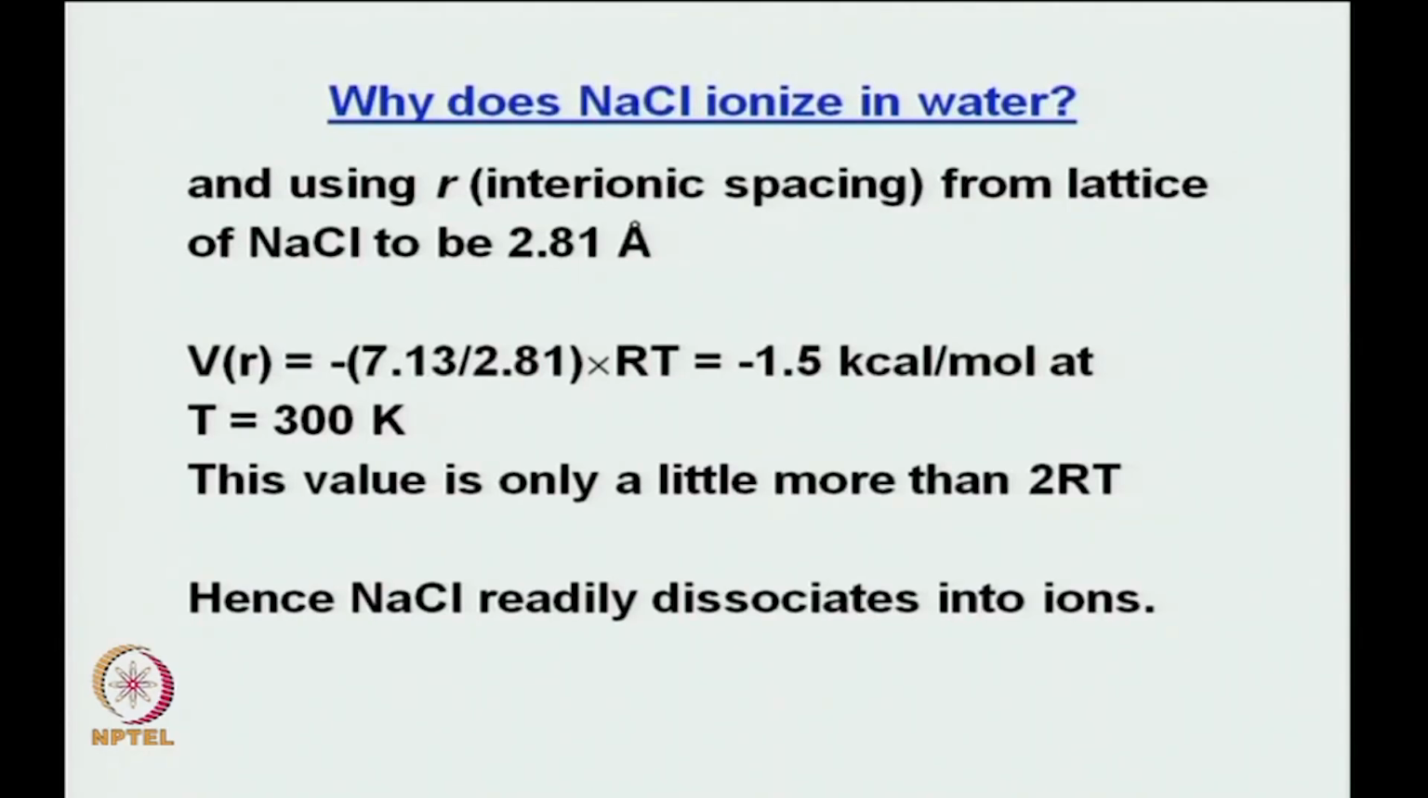The V of R, you understand why it is negative. Why is it negative? The interaction potential, why is it negative? Attraction, right, because I have a negative charge and a positive charge, that is what I am looking at, because I am having to ionize, right, two charges essentially. It gives me a value of minus 1.5 kilocalories per mole at this given temperature. Now, this value is only a little more than 2 RT, right, you can do it, it is only a little more than 2 RT.